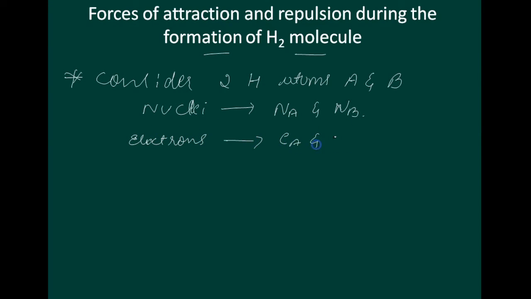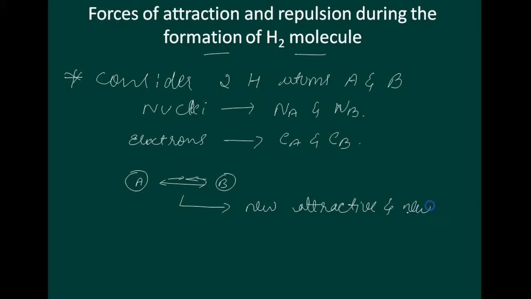Ea and Eb. When the two atoms are at a larger distance from each other, there is no interaction between them. As these two atoms approach each other, new attractive and new repulsive forces begin to operate. When this is A and this is B, they approach towards each other like this.